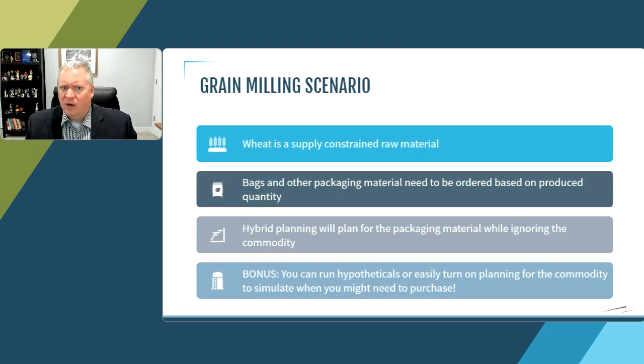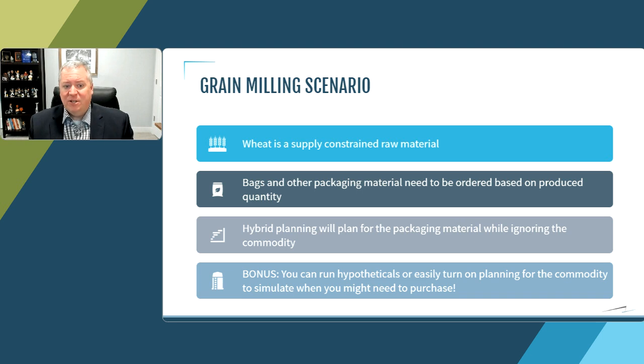So let's take another scenario. Let's take a look at a grain milling scenario in this case. Similar to our ethanol plants, when we're talking about grain milling, we have the same problem. Our wheat or our other commodities is a supply constrained raw material. However, we still need to plan for the packaging materials that we need. And we can plan based on the production that's currently scheduled as a demand. So all of our current production that's in process can be used as that demand signal.